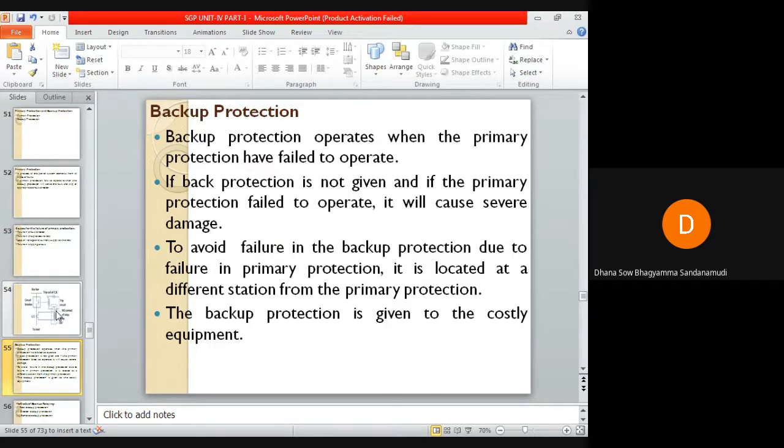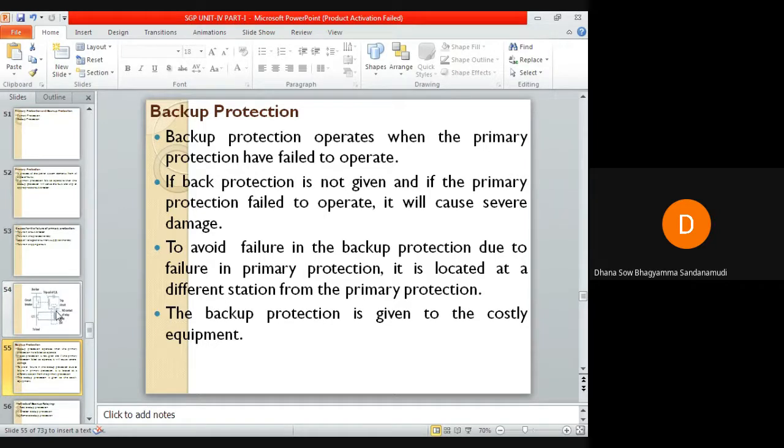In order to avoid failure in the backup protection, it is located at a different station from the primary protection.